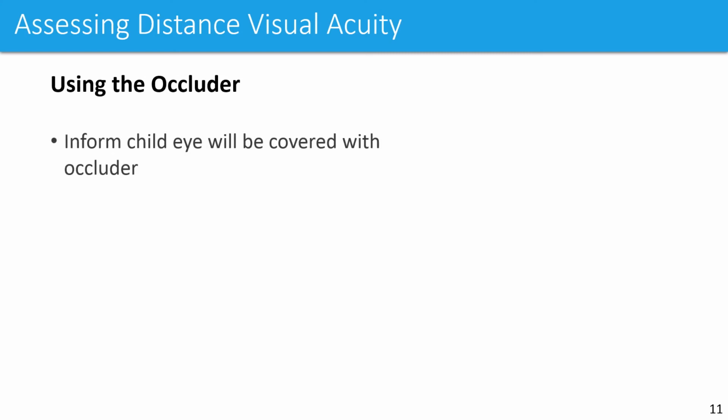Next, inform the child that you will be testing one eye at a time, so you will be using an occluder to cover their eye. If the child is uncomfortable with the occluder, demonstrate it on yourself first to show the occluder is harmless and allow them to try it out as well.